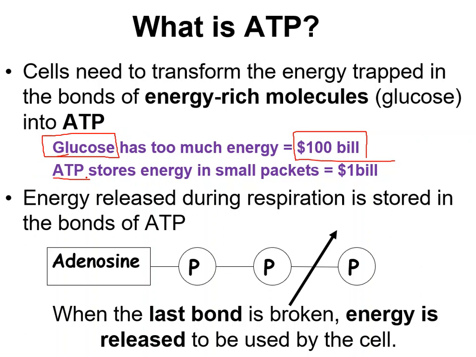ATP is a much smaller energy molecule. Think of ATP as a more manageable chunk of energy that a cell can use, kind of like a $1 bill. So think about if you go to Chipotle and you try to buy a burrito with a $100 bill. That's overkill, right? You don't need $100 bills to buy a burrito. You only need somewhere between 5 and 10, right? This is kind of what ATP is like. It's a much more reasonable and much more manageable amount of energy for cells to use.